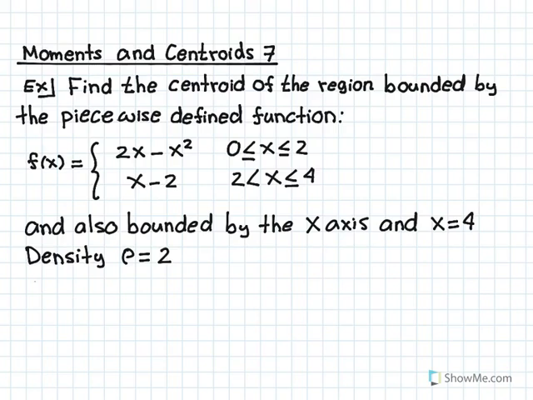In this video, we're going to look at another example of moments and centroids. The question here is to find the centroid of the region bounded by the piecewise defined function f of x equals 2x minus x squared, a downwards pointing parabola, when x is between 0 and 2, and f of x equals x minus 2 when x is between 2 and 4, and of course x minus 2 is just a linear function. It is also bounded by the x-axis and x equals 4, and the linear density is given as rho equals 2.